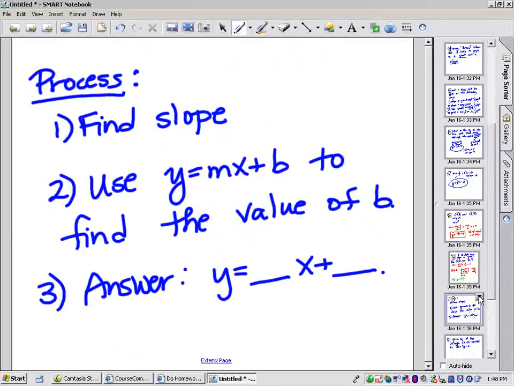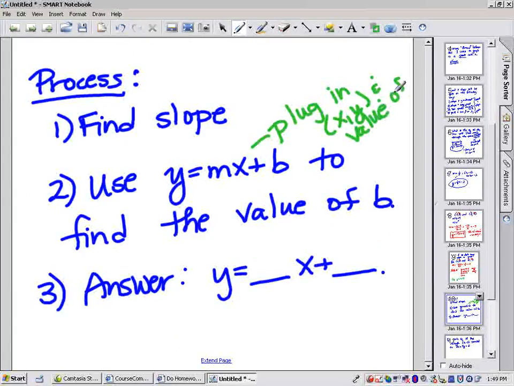So the process that you're going to use is to find the slope, then use y equals mx plus b to find the value of b. So what I mean by that is you're going to plug in one of the points given, x, y, and the value of m, so that you can solve for b. And you're going to answer in the form y is equal to some number times x plus b. And then if you need to convert that to the standard form, you can.